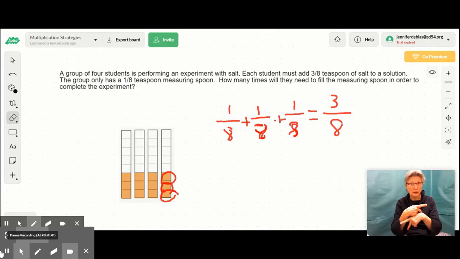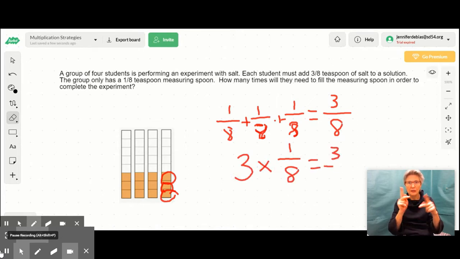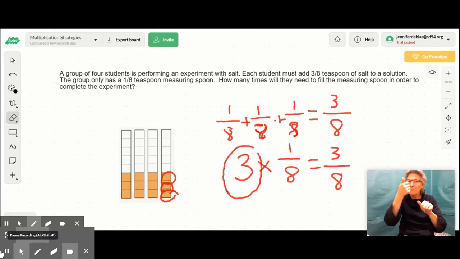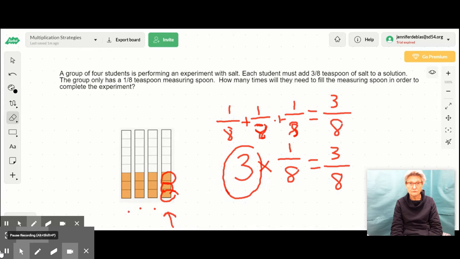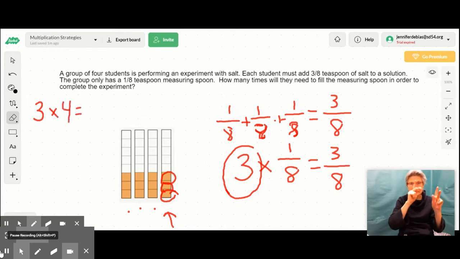I also could have written it as a whole number multiplied by a unit fraction to get 3/8, right? So I know that I am filling that measuring spoon 3 times per student. So I filled it 3 times for this student, which means I would need to fill it another 3 times for this student, another 3 times for this student, and another 3 times for the 4th student. So I would be filling my measuring spoon 3 times per person times my 4 people to fill it 12 times.